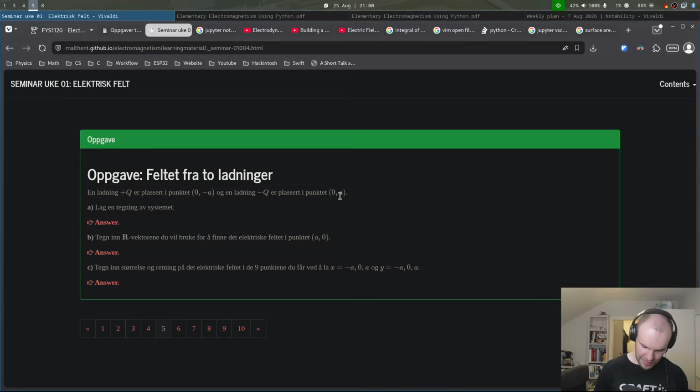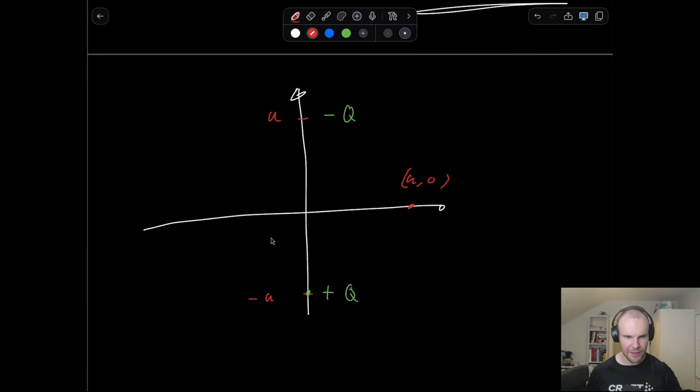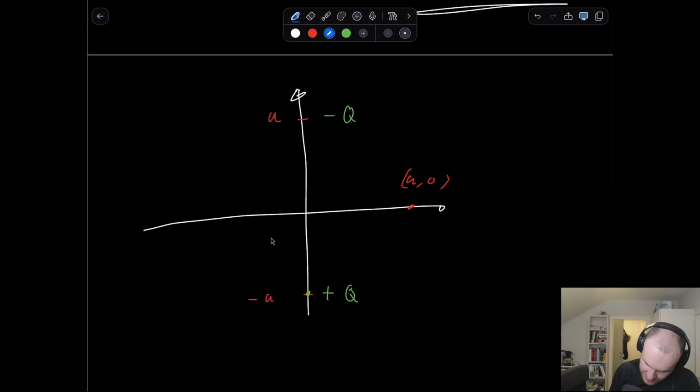Okay, and then the question is: draw the R vector that you want to use to find the electric field in the point A, 0. That's the point. So you want to find the electric field in the point A, 0, right? The electric field is going to point, it's relative, and going to point to where we are, right? It's the same as saying A and then minus, which is, of course, this guy. And then it should be this guy right there.